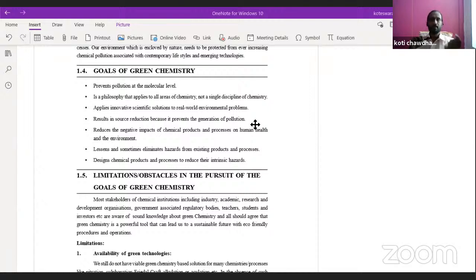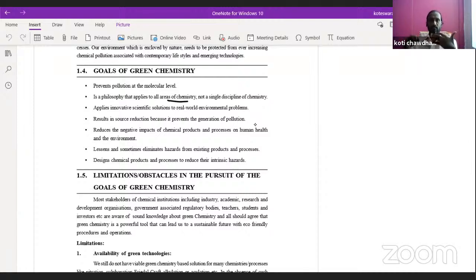Now the second thing is that it is a philosophy that applies to all areas of chemistry, not a single discipline, because green chemistry does not belong only to organic chemistry, organic synthesis, organic chemistry design. It is also part of every area of chemistry. It may be analytical chemistry, physical chemistry, or inorganic chemistry. Everywhere you should use it.